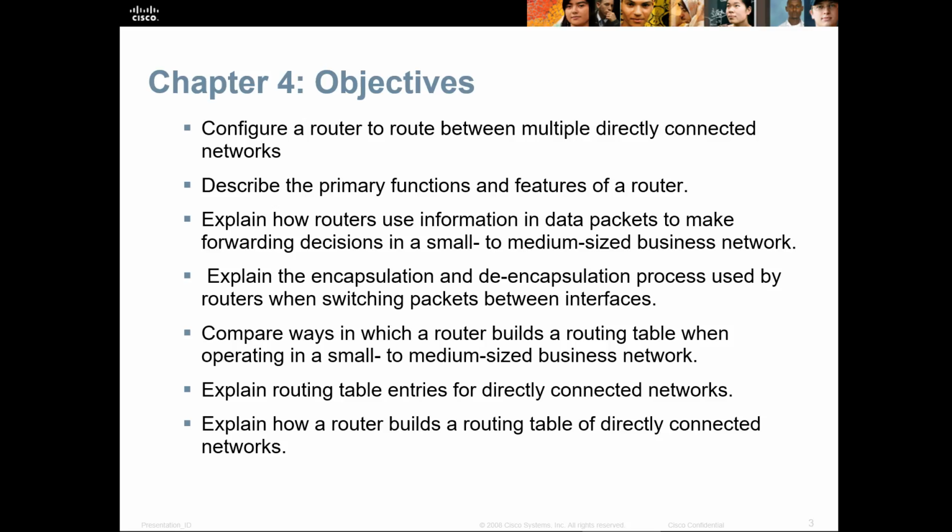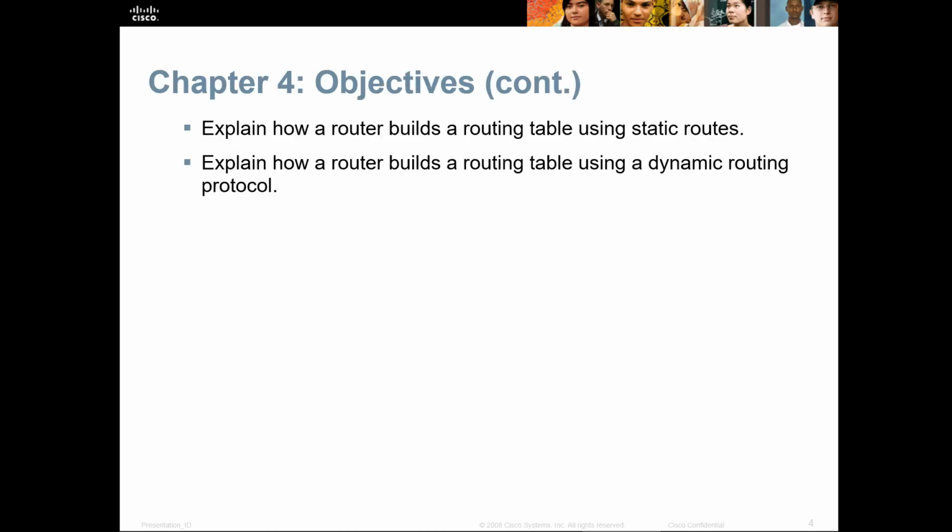So, our objectives are to configure a router to route between multiple directly connected networks. We're going to describe the primary functions and features of a router, explain how the router uses the information in a packet to make forwarding decisions, explain the encapsulation and decapsulation process used by routers, compare ways in which a router builds a routing table, and explain routing tables. This one's going to be more specifically directed to directly connected networks. Lastly, explain how a router builds a routing table of directly connected networks, and explain how a router builds one using static routes, and we're going to end with dynamic routes.